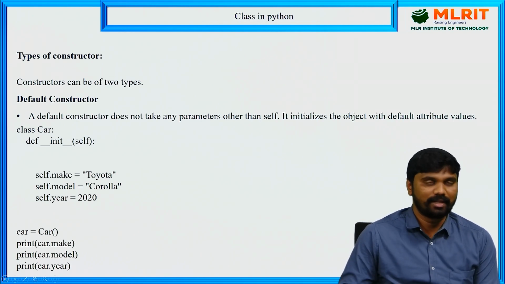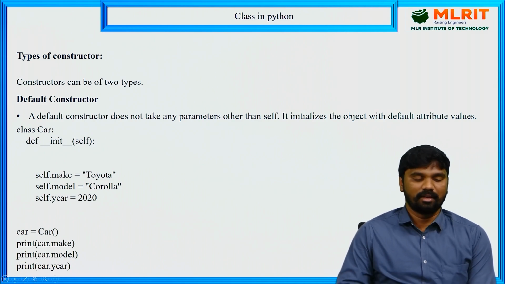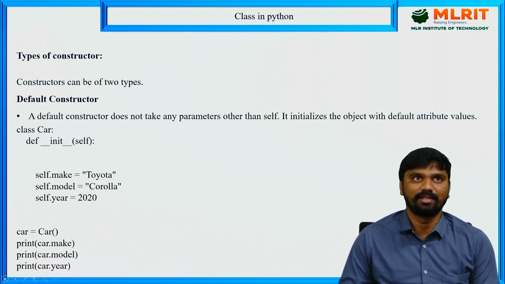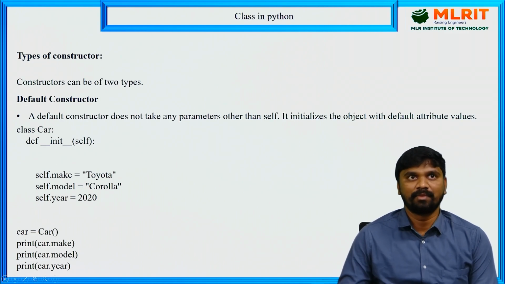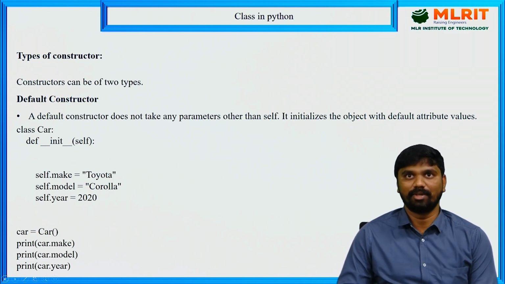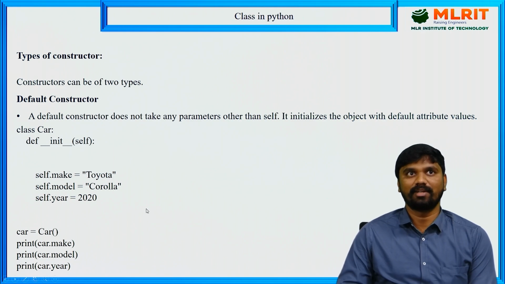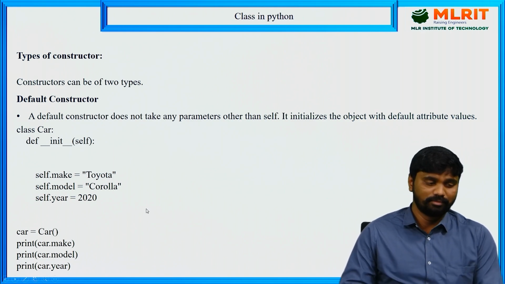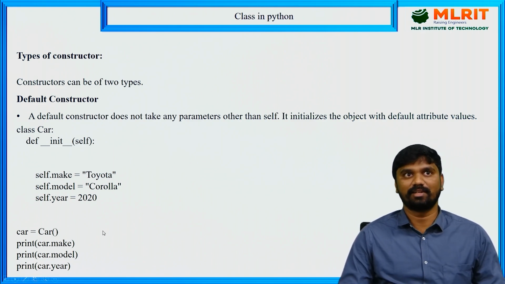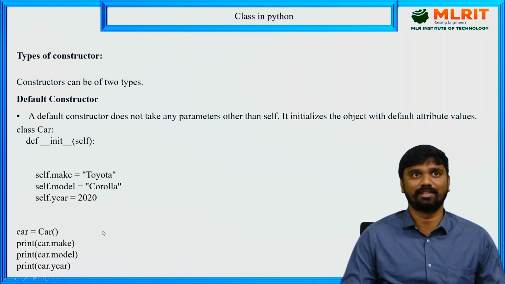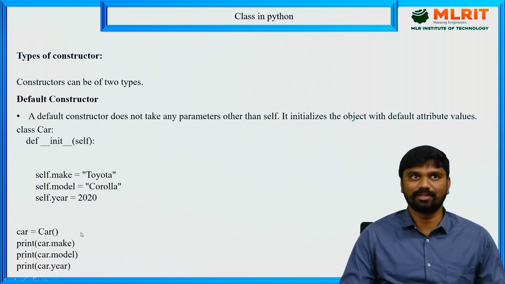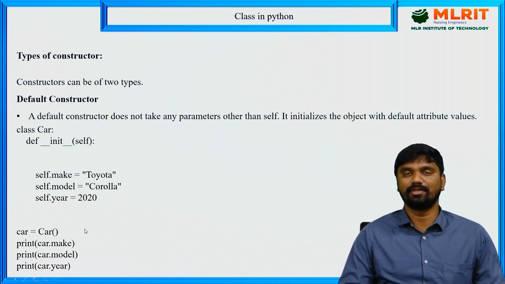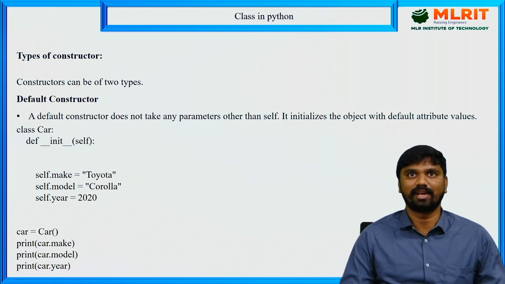First we'll see the types of constructors. Constructors can be of two types: one is the default constructor and the second is the parameterized constructor. When will the default constructor be useful and when will the parameterized constructor be useful? First of all, what is a constructor? As we discussed previously, a constructor is a special method which is useful to initialize the object as well as the instance variables.